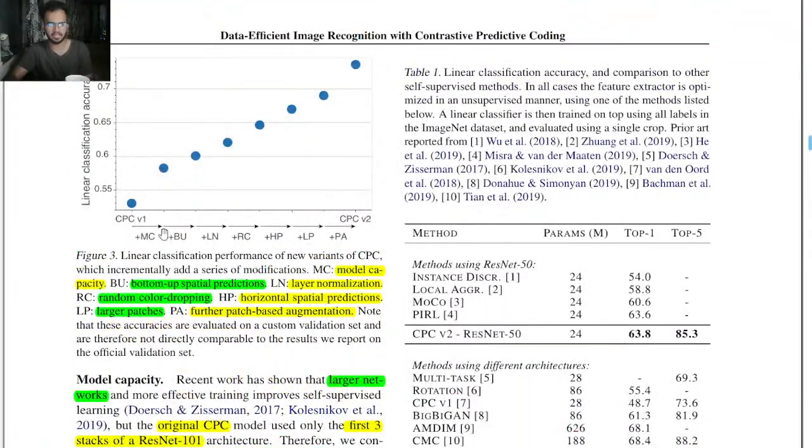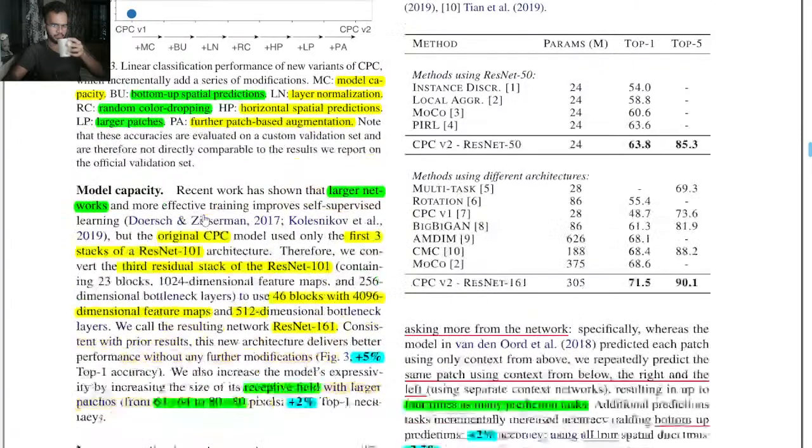So model capacity was increased, then bottom-up spatial predictions, bottom-up and left-right. Then layer normalization was used. Random color dropping, where 2 out of 3 channels were dropped. Horizontal spatial predictions were used. Larger patches were also used when we moved from 101 to 161, and patch-based augmentations were performed. All of that gave V2 a huge performance increase over V1.